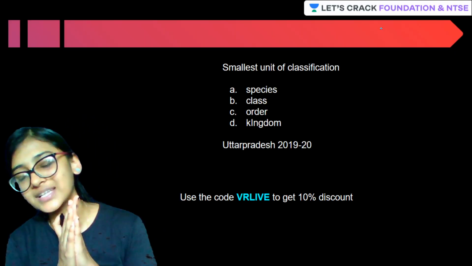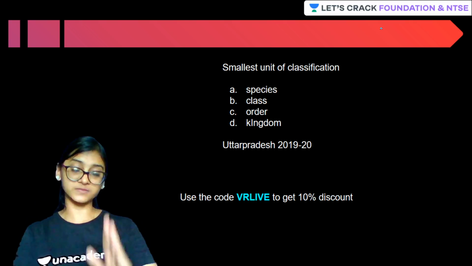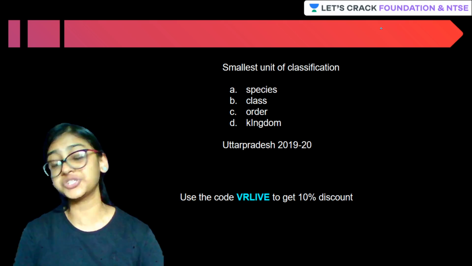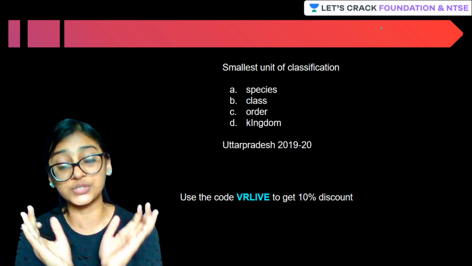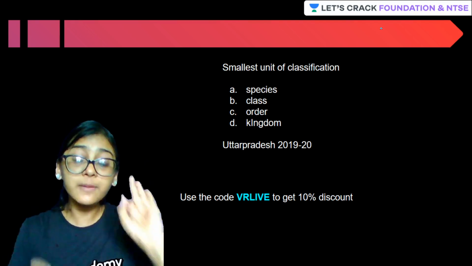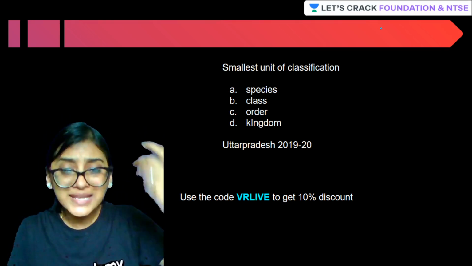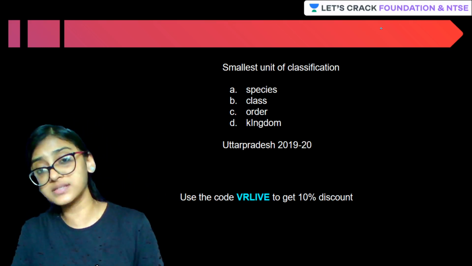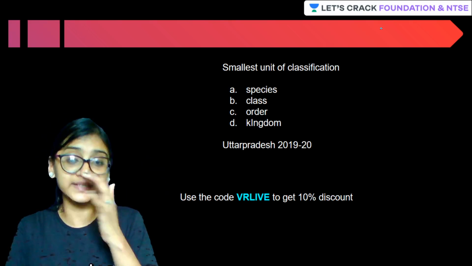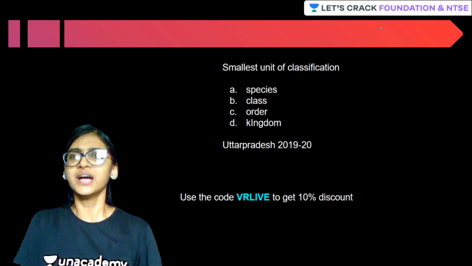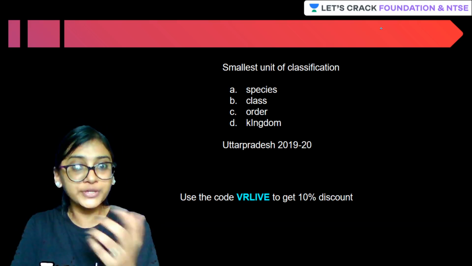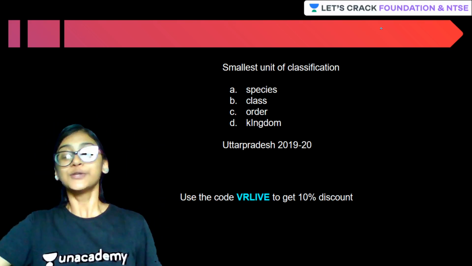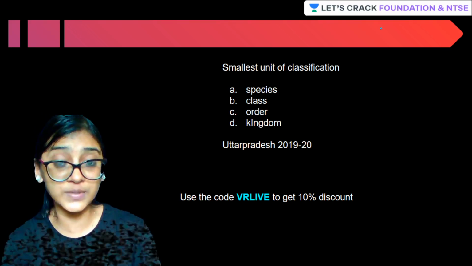Let's start with the question. My dear students, this particular question had been asked in 2019-20 in Uttar Pradesh, stage 1. This is the easiest question ever and a very important question, and it is frequently asked as well. Many times similar questions have been asked in NTSE stage 1: the smallest unit of classification. We have studied even the mnemonics to remember all this: kingdom, phylum, class, order, family, genus, species. So what should be the answer for this particular question?